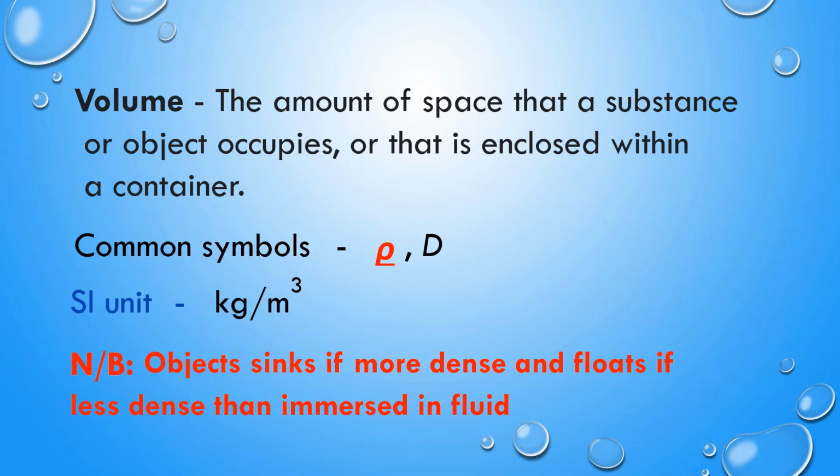The common symbols used for density are rho and D. The SI unit for density is kilogram per meter cubed. Also, a point to note is that objects sink if more dense, and float if less dense than the fluid. And fluid in this scenario can be water, air, or liquid.